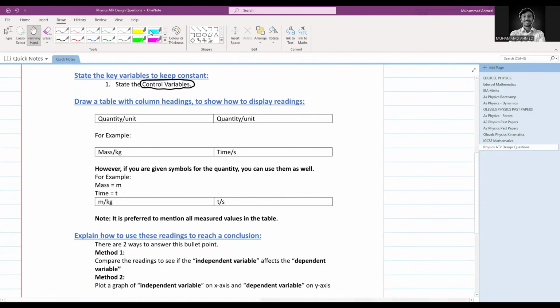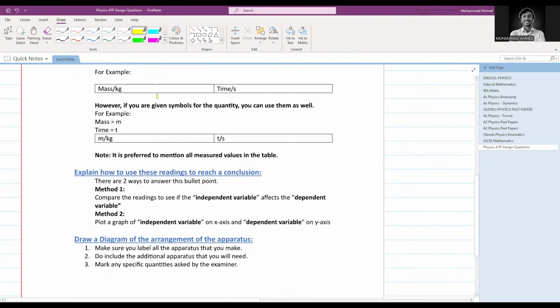And if in the examination you are asked to draw a table with column headings, you will do what? You will display the quantity slash unit. Let's say you were measuring the mass of an ice cube, so mass slash unit, and the time for it to melt, time slash seconds. However, if in the question you are provided with symbols, let's say the examiner has told you that mass is m and time is t, you can replace the quantities by simple symbols m and t. Simple, nothing complicated.